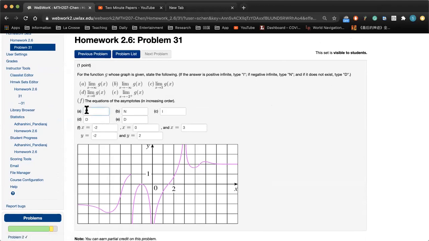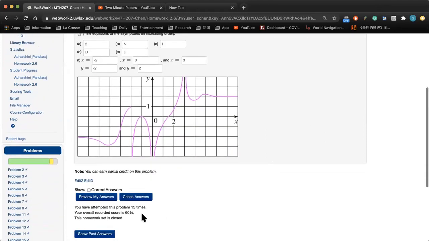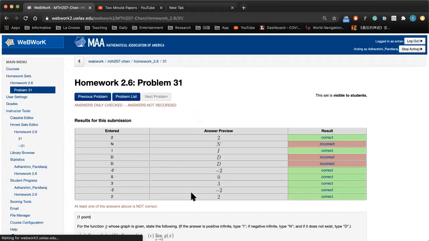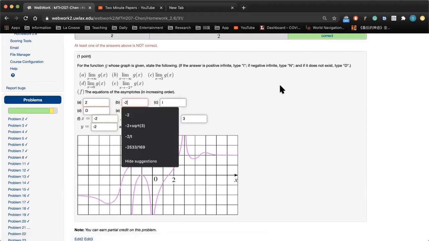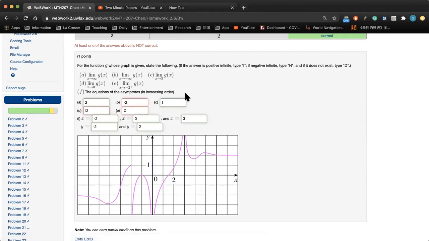So 2. Oh, okay. Yeah, they didn't say, but okay, yeah, 2. Negative infinity, that's here. Horizontal asymptote, that is negative 2. Oh, I just looked at it all wrong. Okay. x equal to 3, that's here. You have a positive infinity on the left and right. Therefore, positive infinity overall.